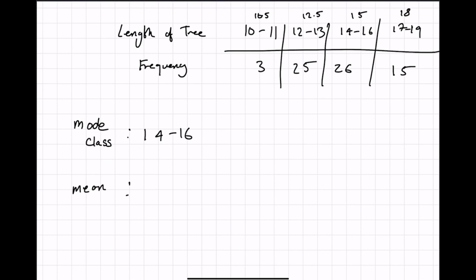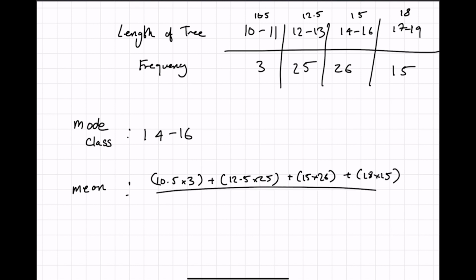Once you've found the middle part of each of these, you simply multiply that by the frequency. So that's 10.5 times 3 plus 12.5 times 25 plus 15 times 26 plus 18 times 15, all over the total frequency once again. So adding all of these up, I get 40 from that. Then I get 66 and 69. Then simply do the calculation in your calculator and you'll get your answer for the mean.